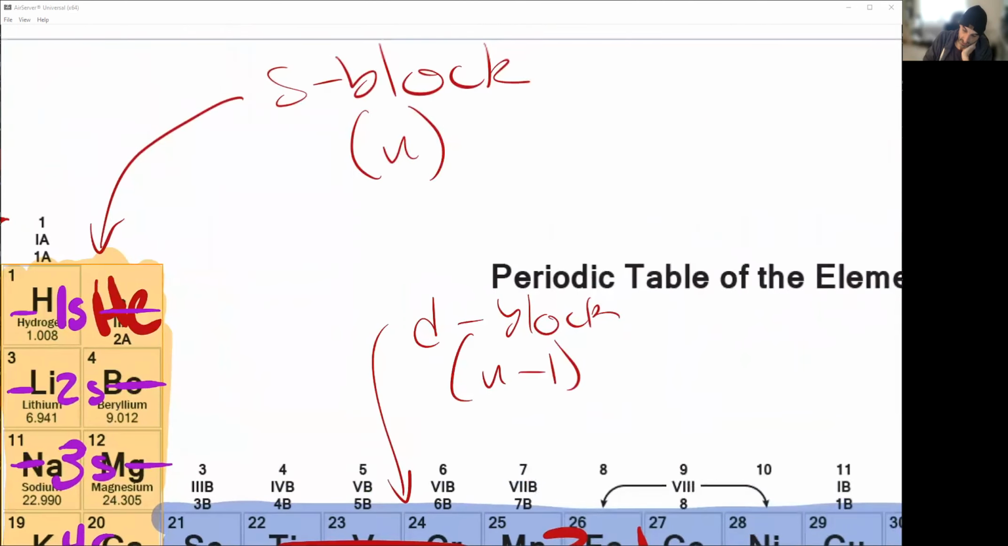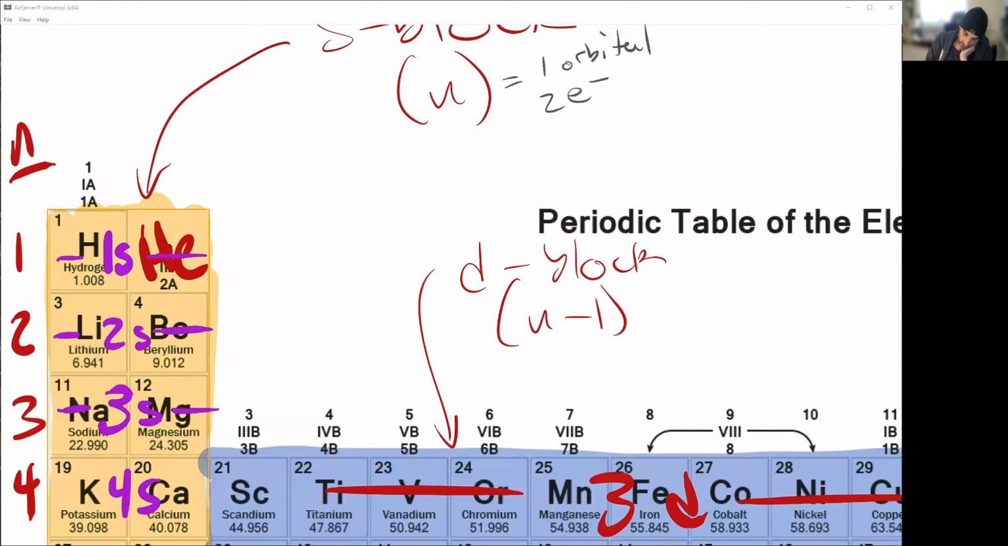We know that S has one orbital, and a total of 2 electrons can fit in there. Again, we know that 2 electrons can fit because we have, in fact, just 2 elements here.